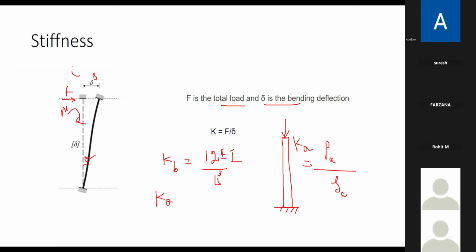And also I will apply one torque at the top. Suppose this is the top of the column in plan. I apply the torque and see how much theta is deflected. So we will find the torsional stiffness also. So there are many different types of stiffness available.